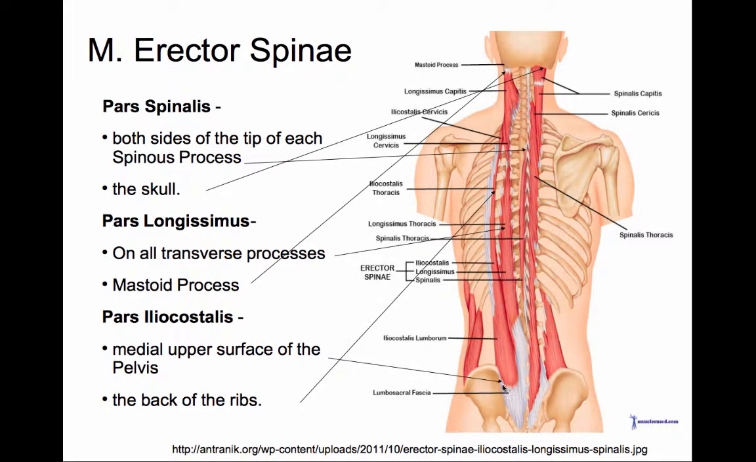The iliocostal part, pars iliocostalis, starts down here in the medial upper surface of the pelvis and goes on the back of the ribs, all the way also up to the skull.